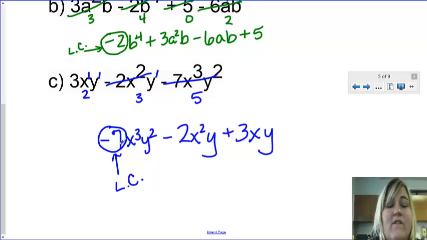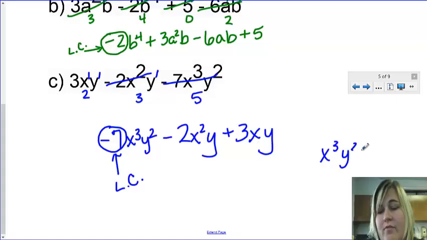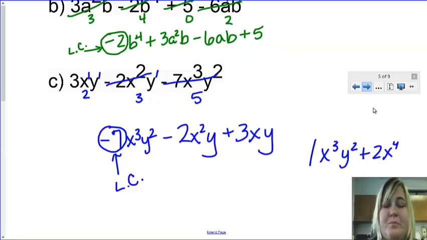Now, if I didn't have a number out in front, say it was just x to the third y squared, there would still be a coefficient. We just can't see it right now, right? If this was the polynomial I was working with, my leading coefficient is still here, I just don't see it. It's an understood 1, so make sure that you are aware of that too.